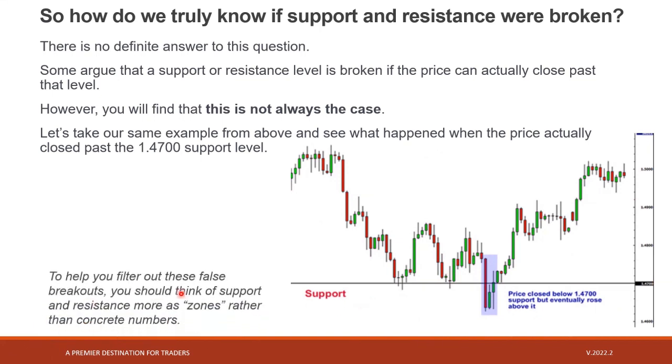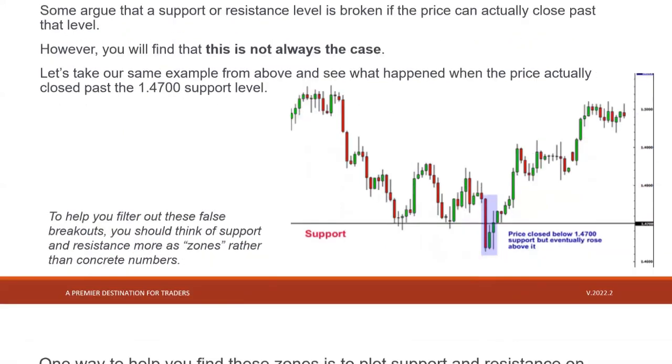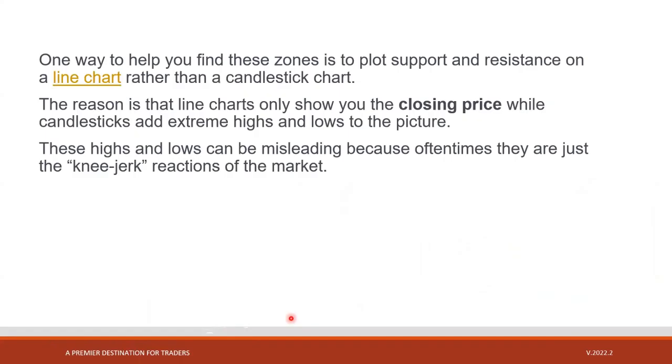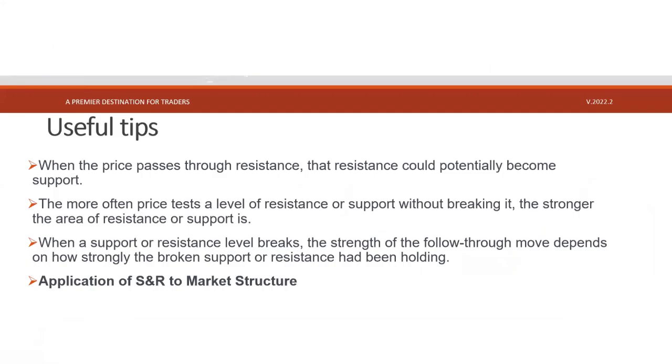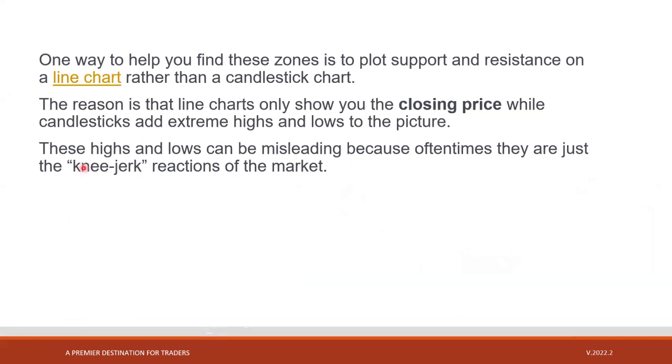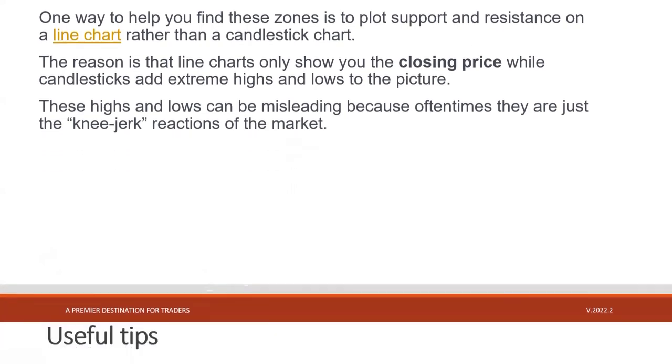Okay. Now, to help you filter out false breakouts, you want to think of, like I mentioned, support and resistance as zones rather than concrete numbers. Now, one way to find these zones, like I mentioned, is by using the line chart. So for example, look at this. A candlestick chart will show the wicks, highs and lows, and sometimes those wicks could extend up and beyond, and then make it a little bit messy. But when you put the line chart, you'd see a very symmetrical setup that would help you to at least filter out some of those noises in the market, right? Knee-jerk reactions, like you would see.